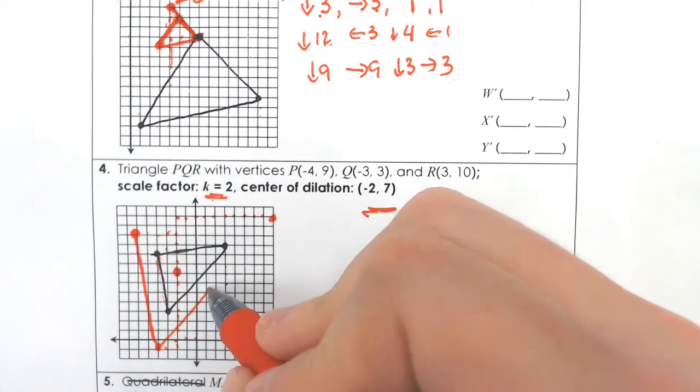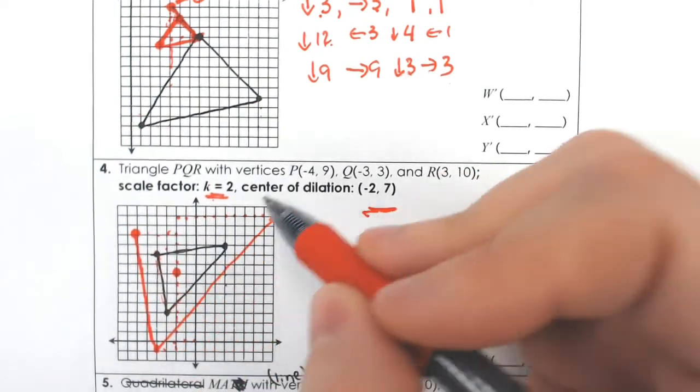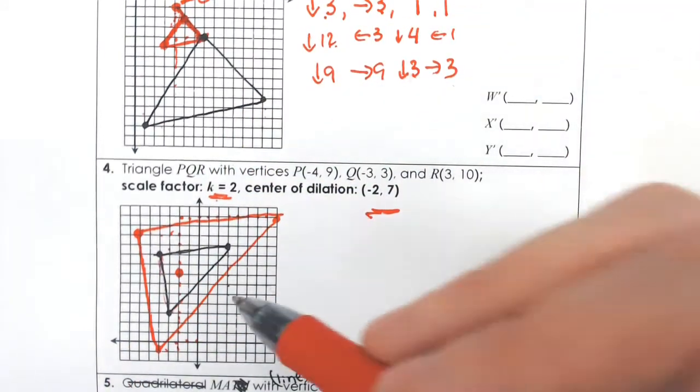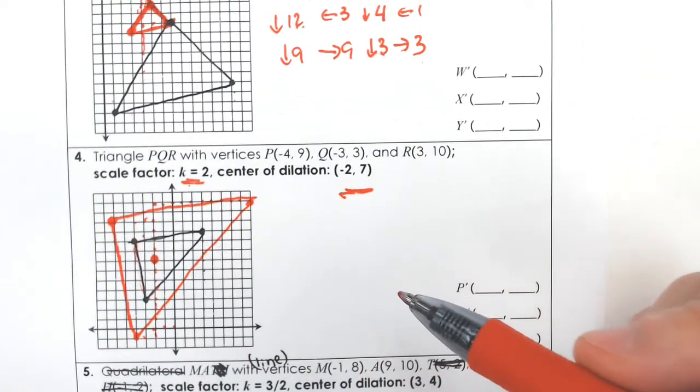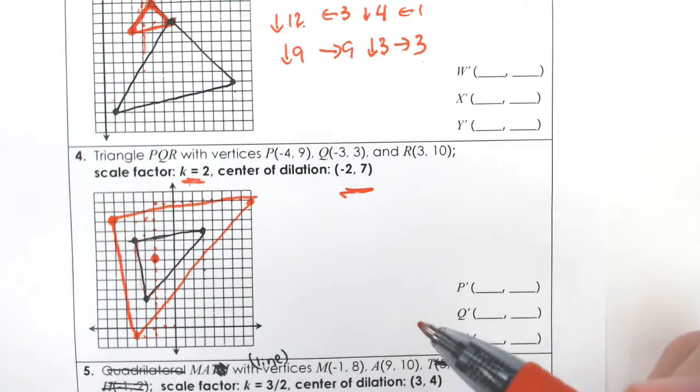When I connect the dots, is it parallel to this side? Absolutely. That needs to happen. Is this side parallel to this one? Yes, it is. They're going in the same direction. We have done it correctly. That is a definite thing that you need to be double checking, is that things that we wanted to be parallel are parallel.